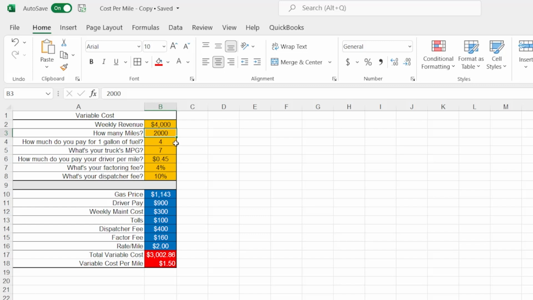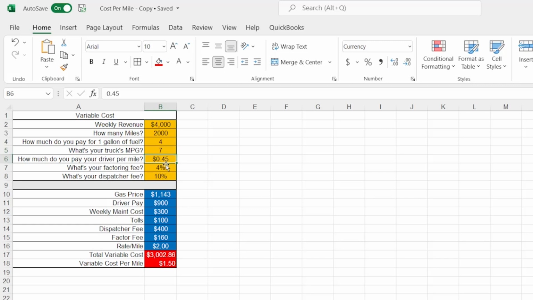How much do you pay for 1 gallon of fuel? The national average right now for diesel is about $4. It's going to fluctuate depending on the region. The Southeast is a little cheaper. The West Coast, more expensive, but the national average is $4 a gallon. What's your truck's miles per gallon? On average, box trucks, from what I've seen, get anywhere from 6 to 8 miles per gallon, so we'll use 7 miles per gallon.